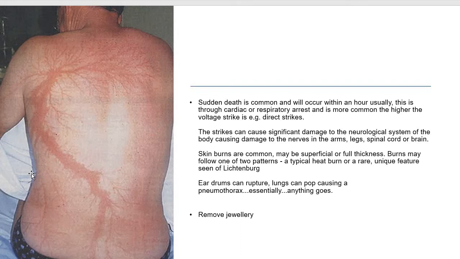Skin burns of a variety of severity. But this sort of high thermal and electrical current can cause all kinds of other things. So it can cause your eardrums to rupture, and cause your lungs to rupture, causing a pneumothorax, which we'd normally see through a traumatic type injury. So really, these casualties are potentially a complete mess if they're alive by the time we get to them, with a whole range of issues.